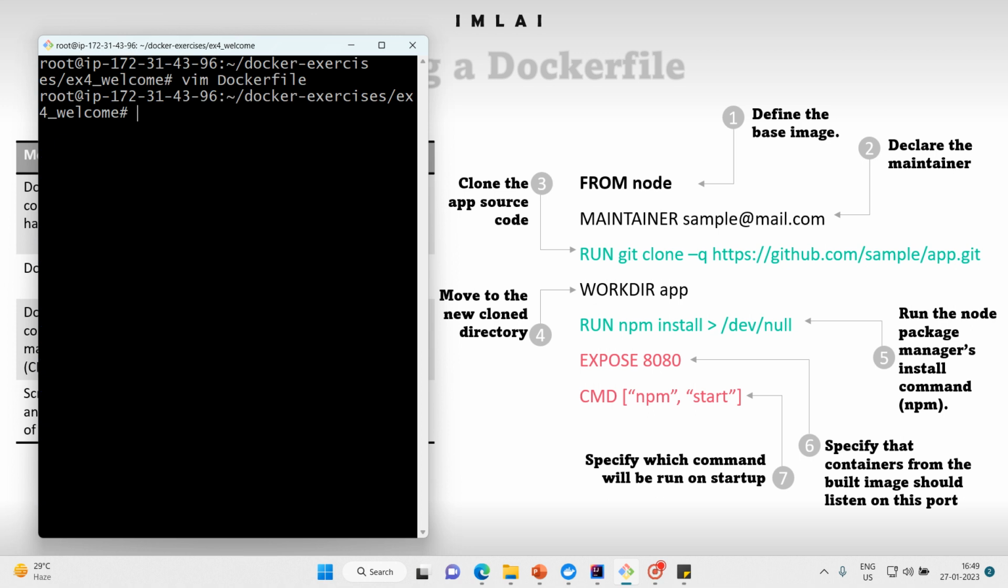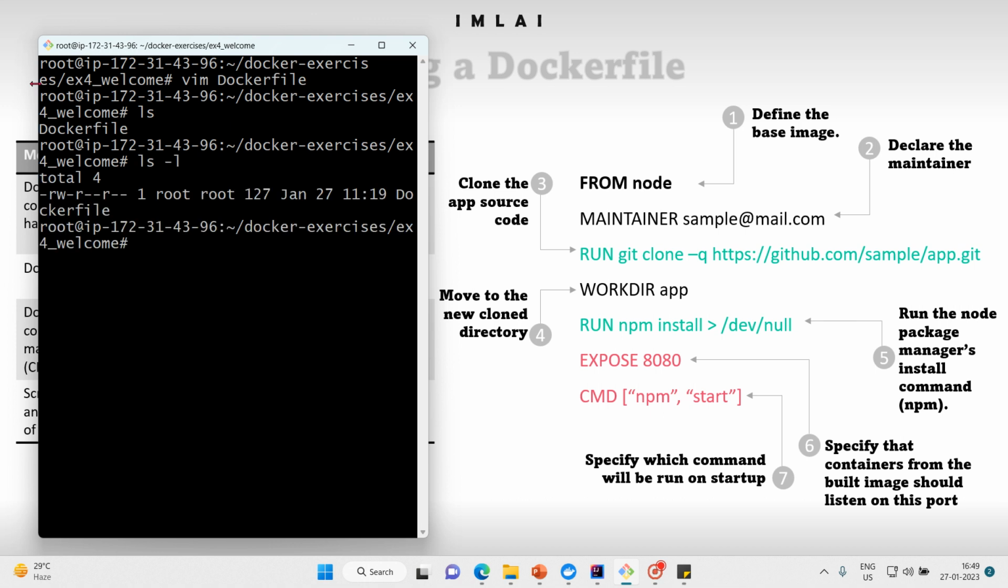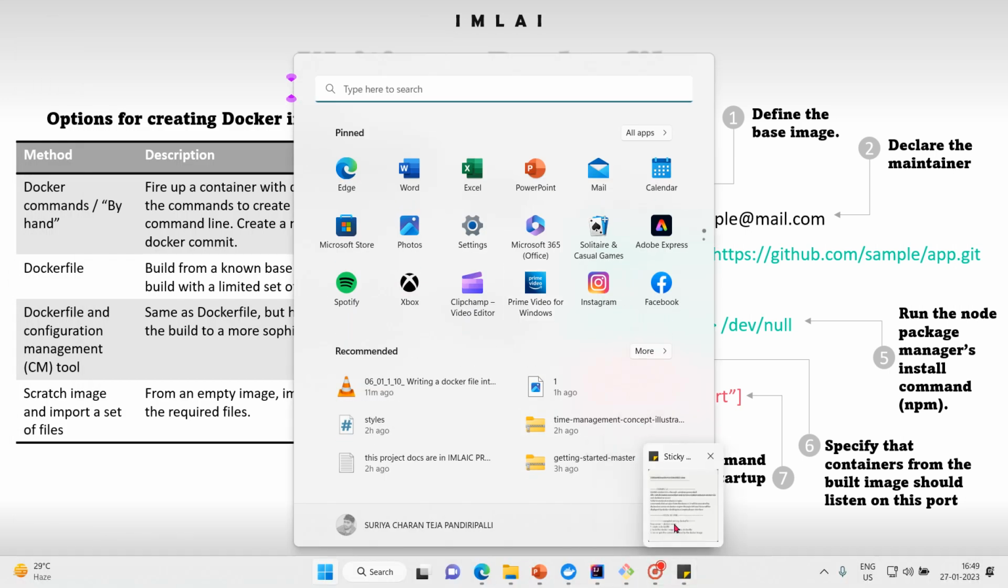Let me do ls and see. Here it is, your Dockerfile. And ls -l, yeah, read, write, read, but no execution permission for anybody, but for root user, it's all okay. Docker file is there. So now this activity has been done. Writing a Docker file has been done. So now let me go to the sticky note.